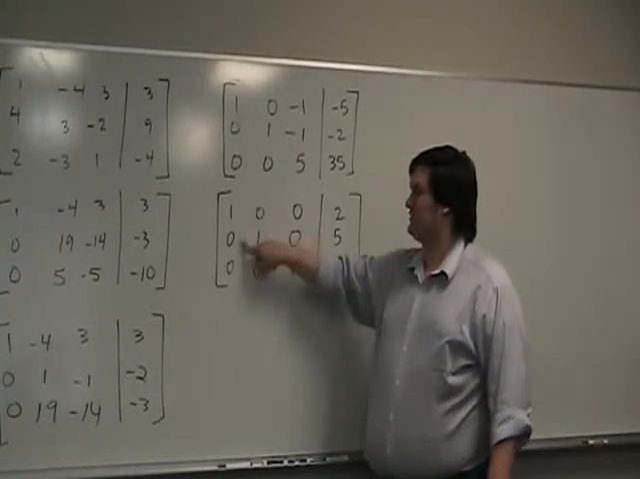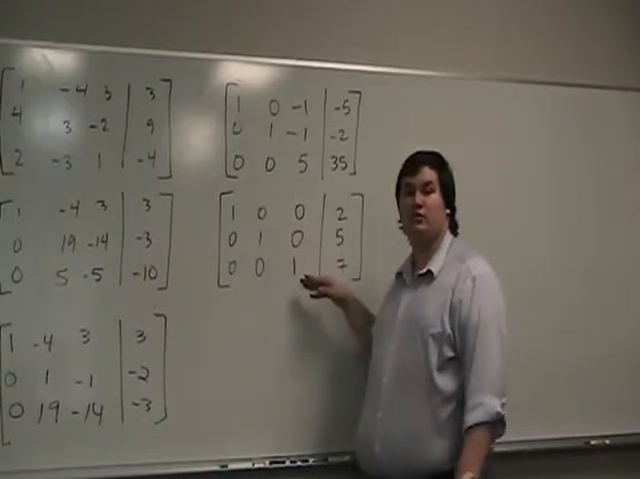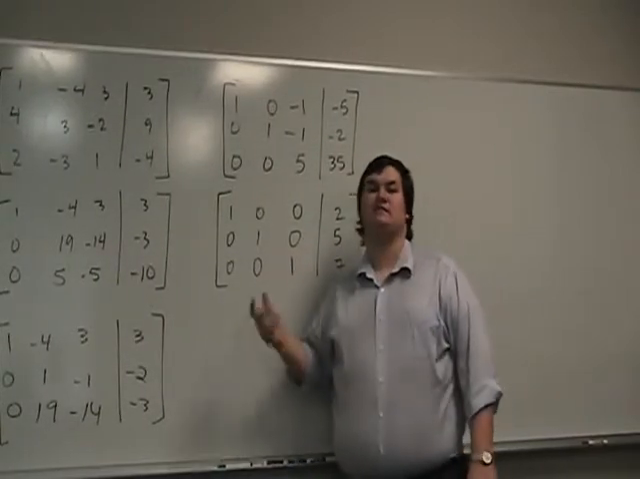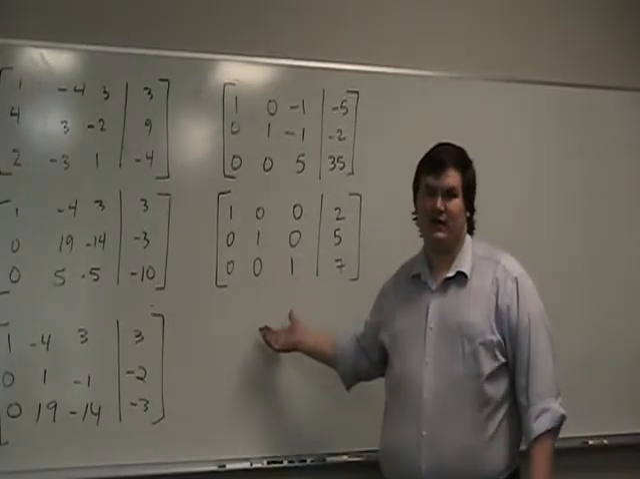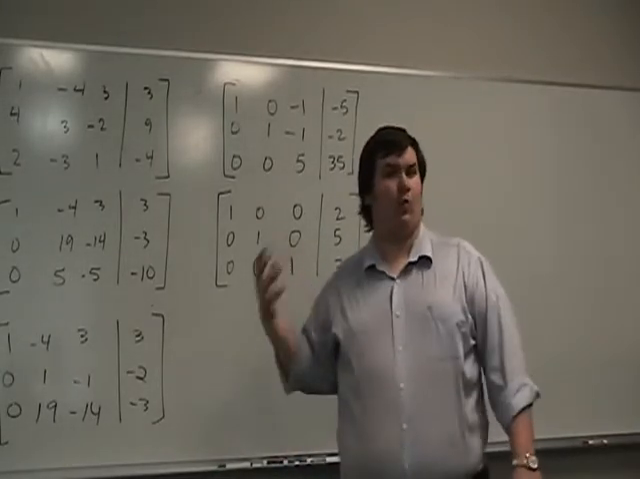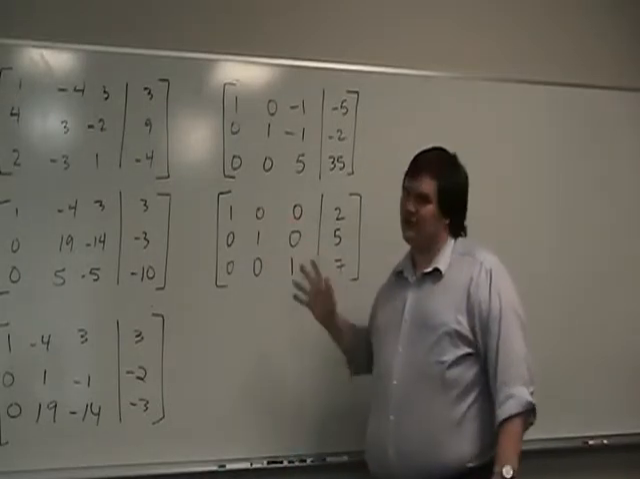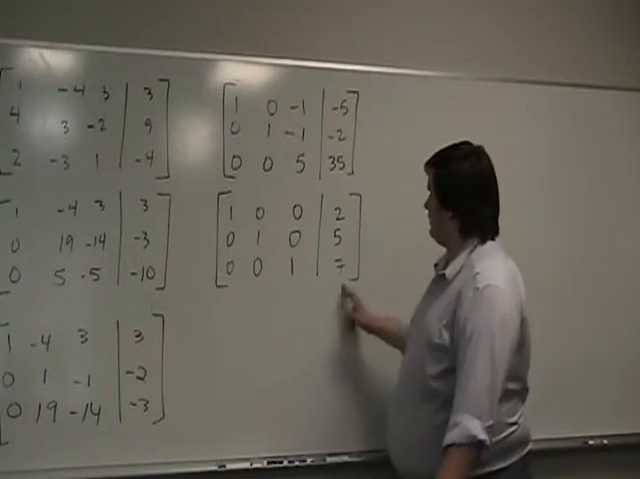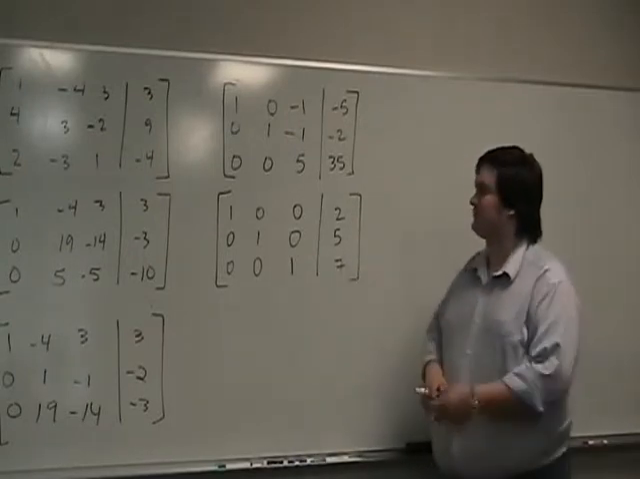Each column has 1, 0, 0, 0, 1, 0, and 0, 0, 1. We have a diagonal of 1s, and everything else is a 0. This is typically called the identity matrix. Whenever you hear someone say, what's the identity? It means, give me a diagonal with 1s, and everything else is 0. Now look over here at our augmented side. We have 2, 5, and 7.